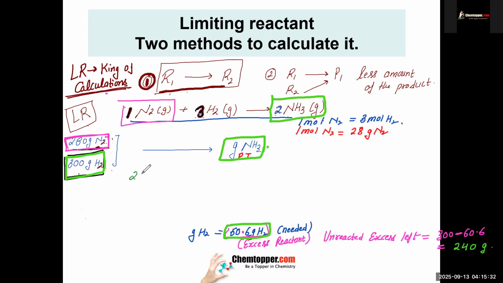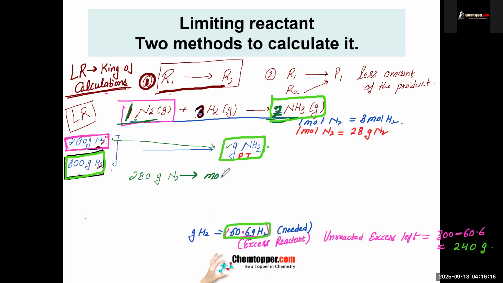That means 280 grams of N2. What is the aim? To convert that into grams of ammonia. From 280 grams of N2, where should I go? I know that 1 mole of N2 gives 2 moles of ammonia. That relationship I know, so I cannot relate grams with grams. I have to go through moles. So grams of N2, where should I go? Moles of N2.